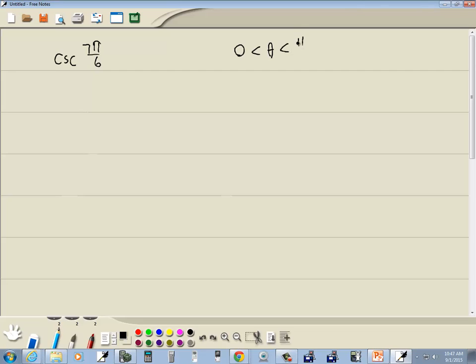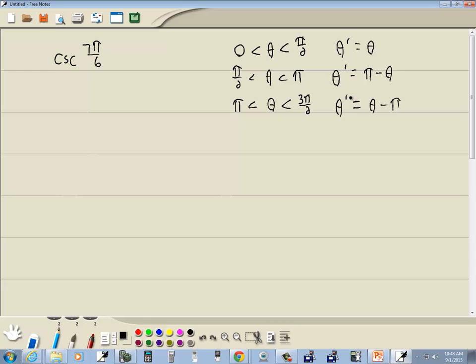to pi over 2. Then our reference angle is going to equal the angle. To go from pi over 2 to pi, then our reference angle is going to equal pi minus our angle. To go from pi to, was it 3 pi over 2, I guess? Then our reference angle is going to equal our angle minus pi.